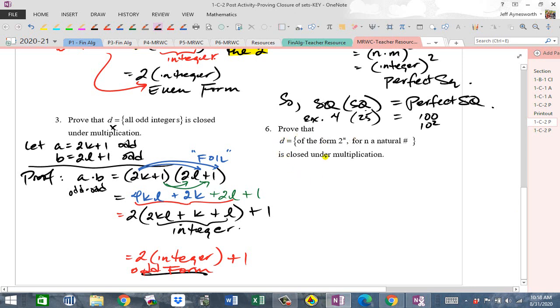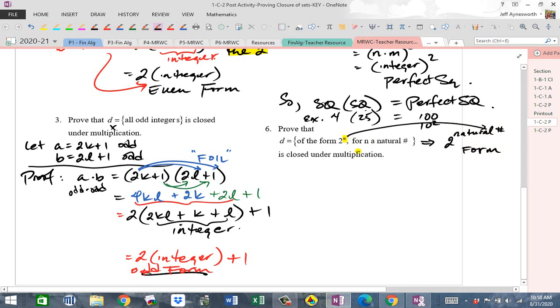Okay, so prove that D, the set of the form 2 to the power n, where n is a natural number, is closed under multiplication. So the form is 2 to some natural number power. Excuse me, not integer, natural. So n is some natural number. There's your form. So if we can show this, we're good.